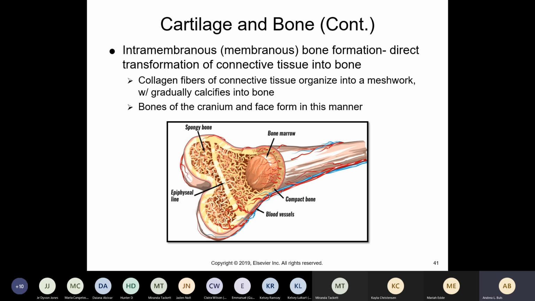Okay, so intramembranous or membranous bone formation. This is a direct transformation of connective tissue into bone, where collagen fibers of that connective tissue will organize and form like a meshwork, which gradually calcifies. We see this in the bones of the cranium and face. They form through membranous or intramembranous bone formation.